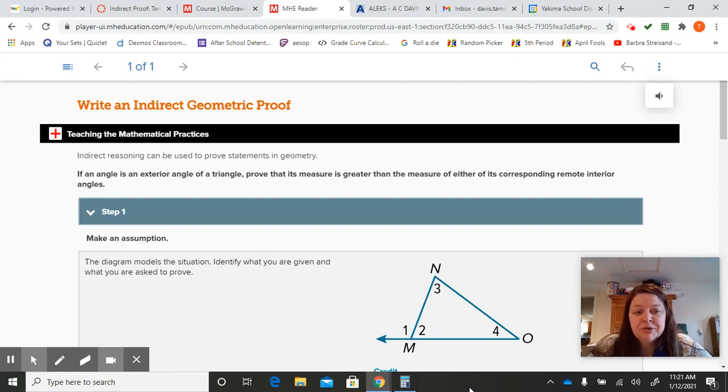All right, this is a geometry class, so this example is going to deal with proving statements in geometry. If an angle is an exterior angle of a triangle, prove that its measure is greater than the measure of either of its corresponding remote interior angles.